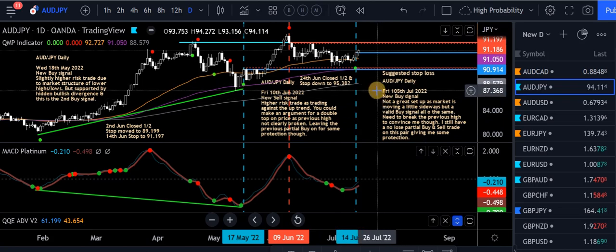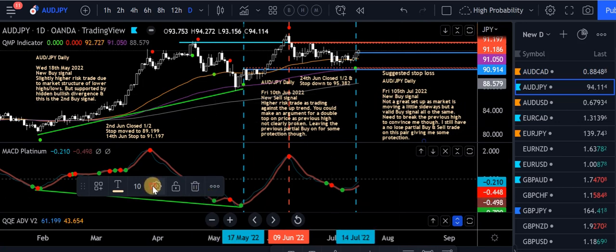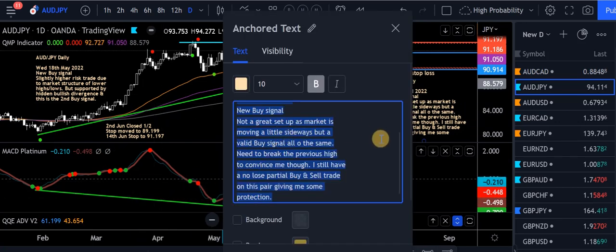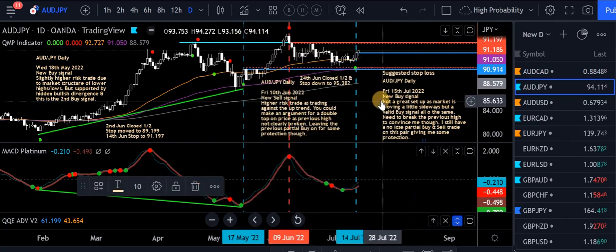So the latest trade was this buy, taken on Friday the 15th of July, whatever that is. I'd say that'd be the 15th of July. Hang on, where are we? Yeah, 15th of July. My bad. I'll fix that right now. So that's all good. So 15th of July, new buy signal.